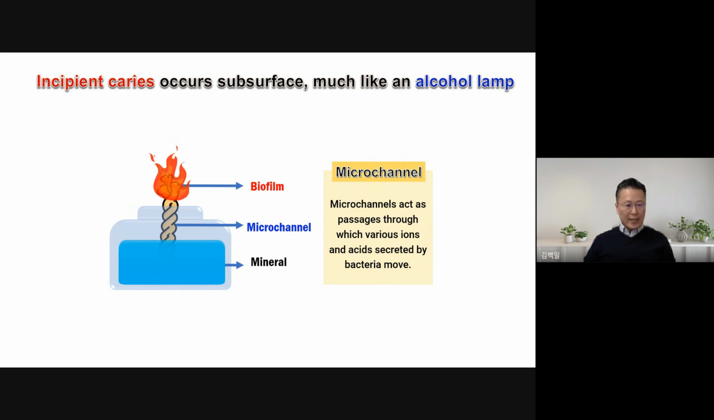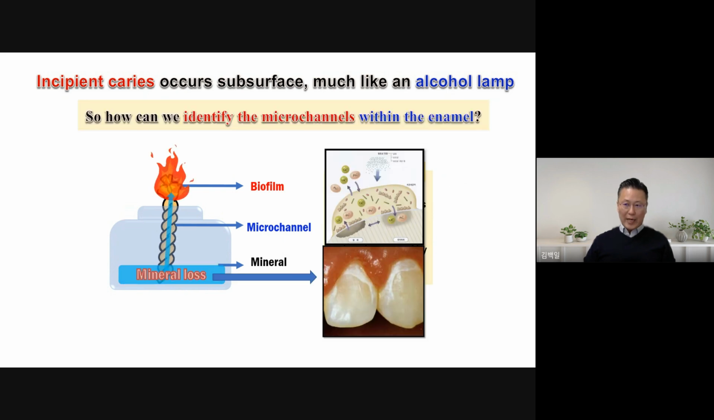Now we understand the microchannel plays a crucial role in the caries process. So how can we identify the microchannel within the enamel? In this case, we can use the QBLISS.